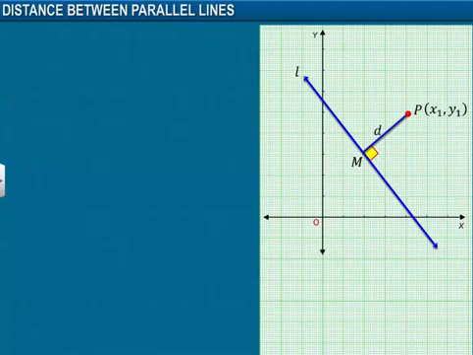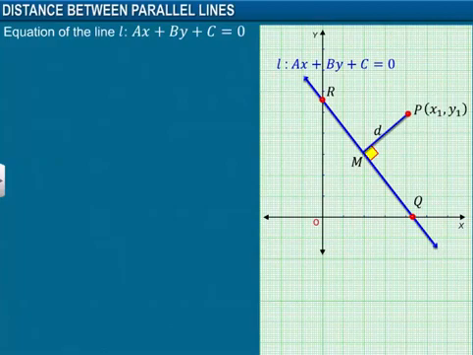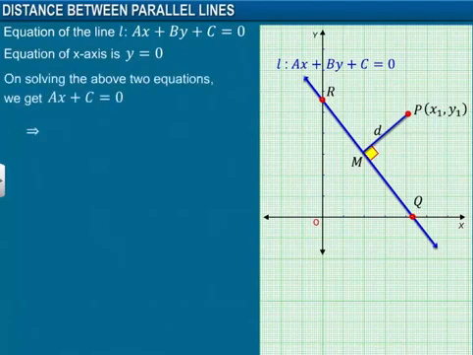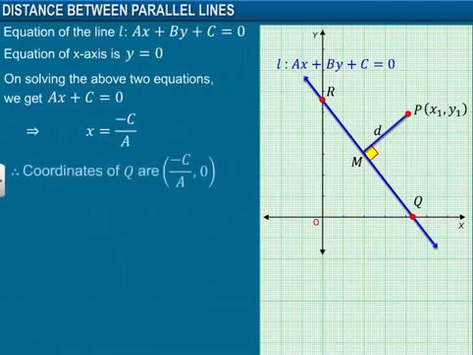Let line L be represented by the general equation of a line Ax + By + C = 0. Let the given line intersect the X and the Y axis at points Q and R, respectively. The coordinates of point Q are obtained by solving the equation of the line and the equation of the x-axis. That is, y is equal to 0. On solving, we get the coordinates of point Q as (-C/A, 0).